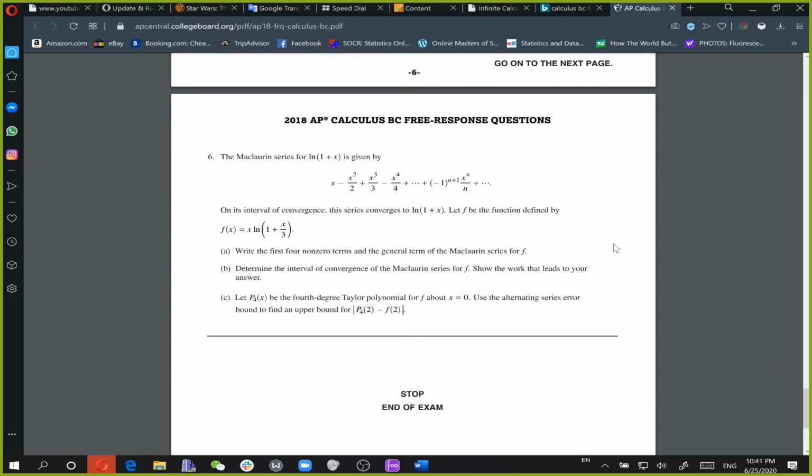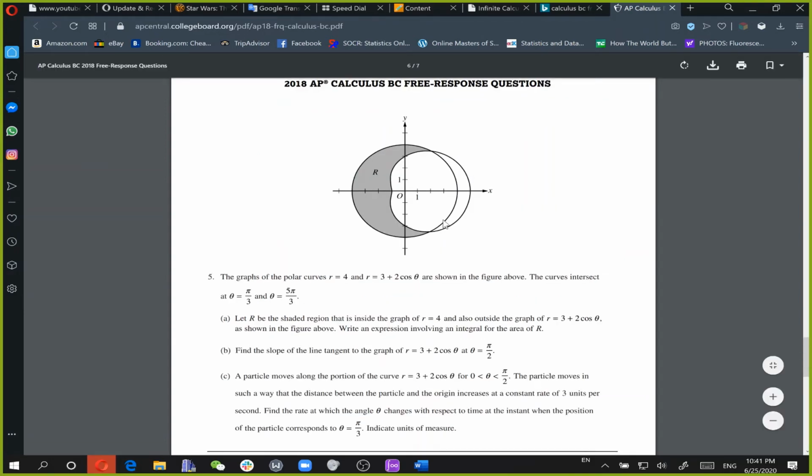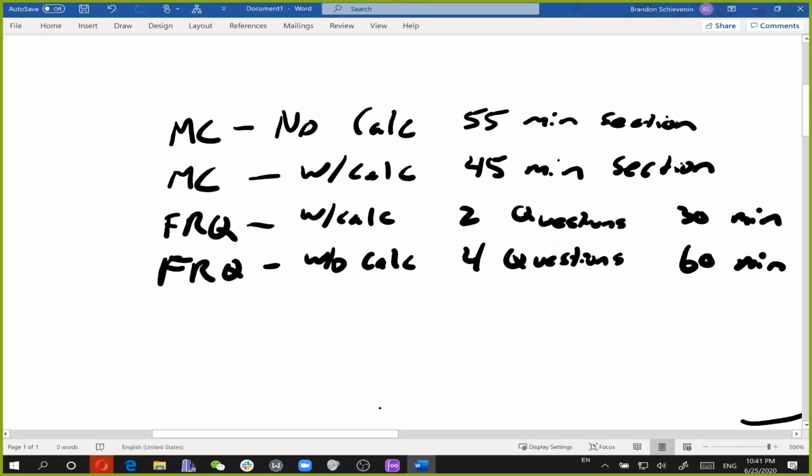Calculus AB does not do any of the polar or parametric stuff, so that means things that are not functions. Calculus AB also does not do any of the sequence or series stuff, which is the main difference between AB or BC. Other than that, we cover the same content. Does that answer your question? Yeah, okay.